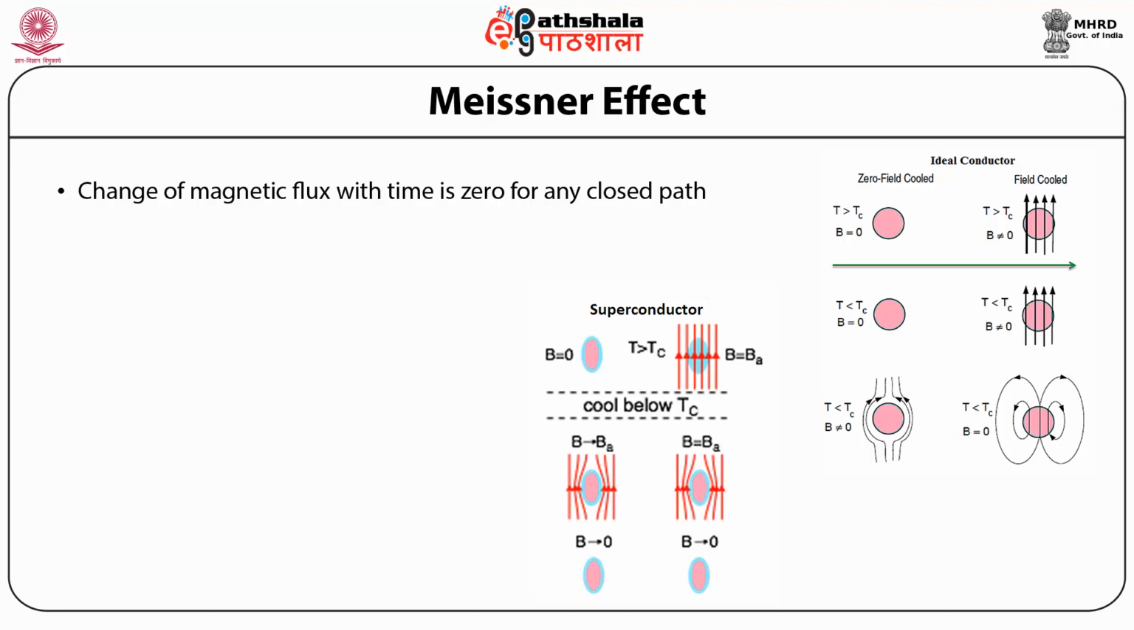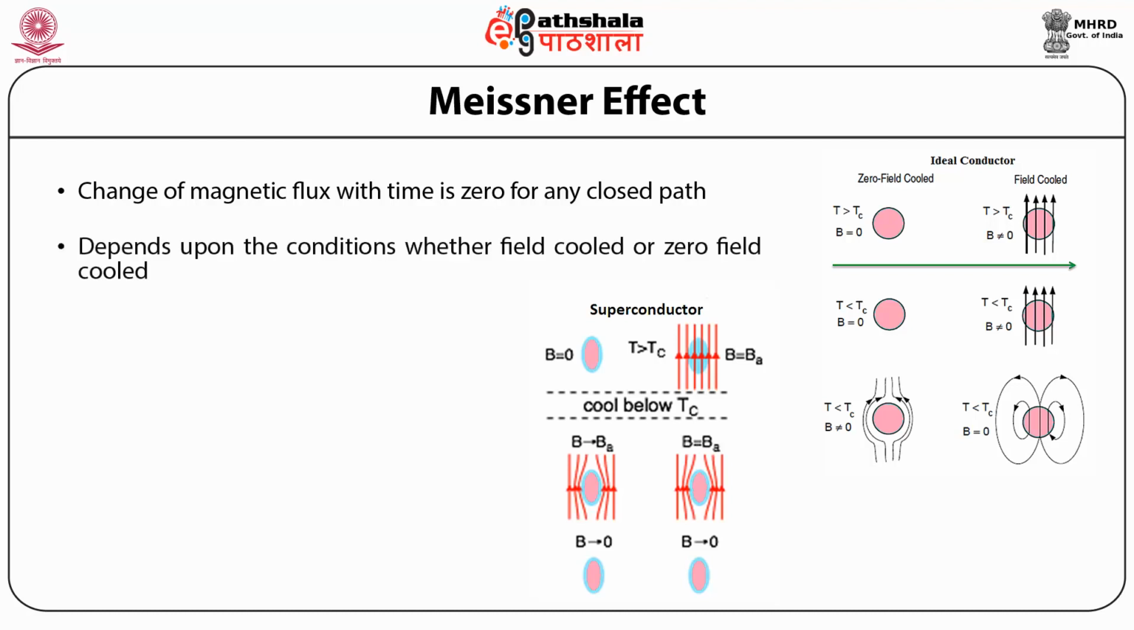When T is greater than Tc, that is zero field cooled, B is 0, but at T greater than Tc when B is not equal to 0, just see the difference in the top figure. In the middle figure, when T is less than Tc, B is equal to 0, and T less than Tc, B is not equal to 0. So there is a clear difference in behavior between the zero field cooled and field cooled systems. Depending upon whether it is field cooled or zero field cooled, there is a change in the variation of the magnetic field.